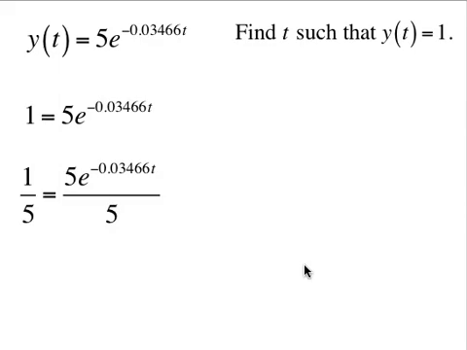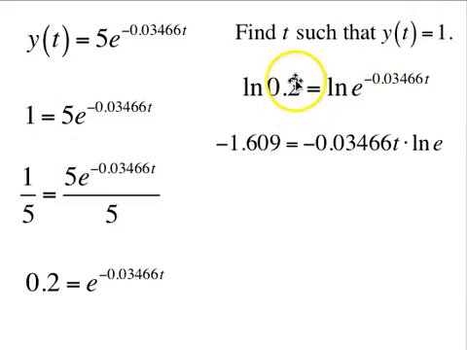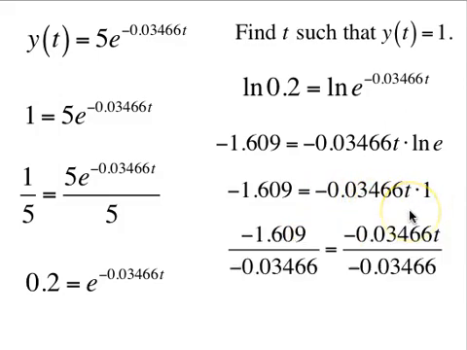So divide both sides by 5, and then we get 1/5, or 0.2, is e to the negative 0.03466 t. Now hit both sides with a natural logarithm. So natural log of 0.2 is natural log of e to the negative 0.03466 t. Pull that exponent down in front, and we get natural log of 0.2, which is approximately negative 1.609, equals negative 0.03466 t times natural log of e, but natural log of e is just 1. So all I've got to do is divide both sides by negative 0.03466 to solve for t.